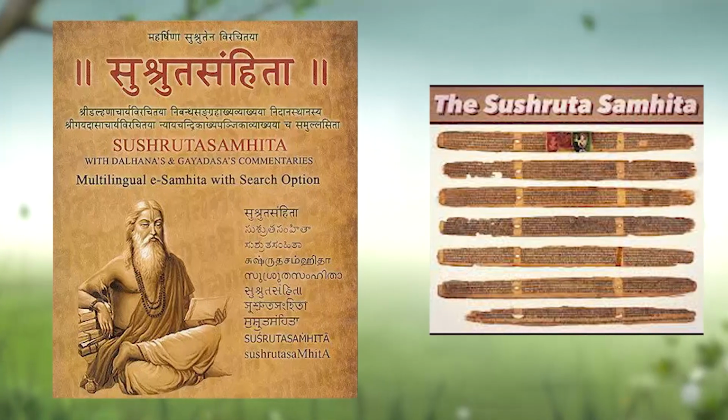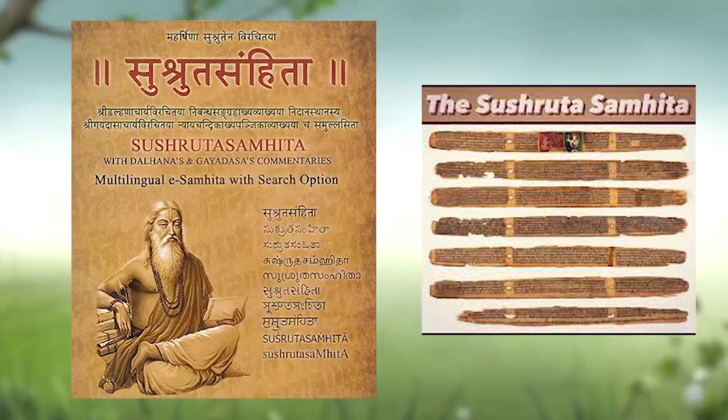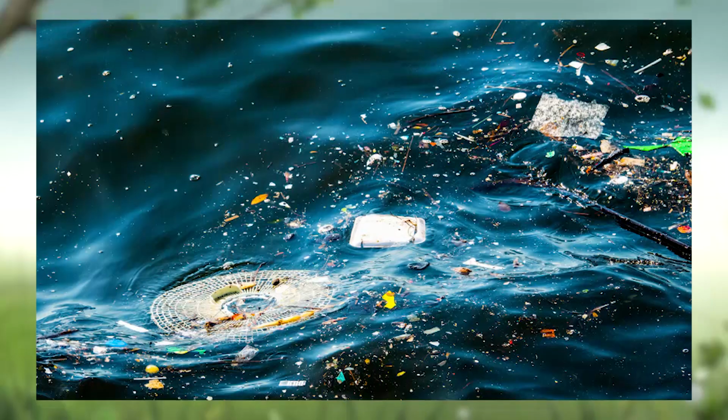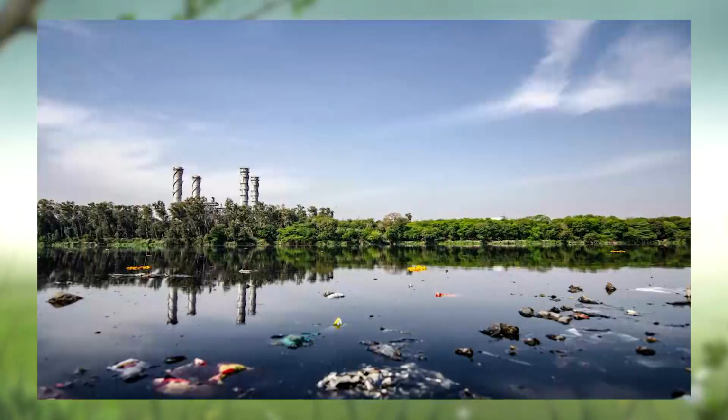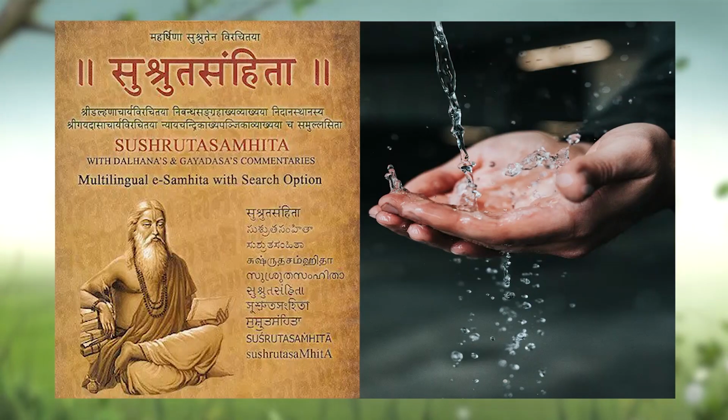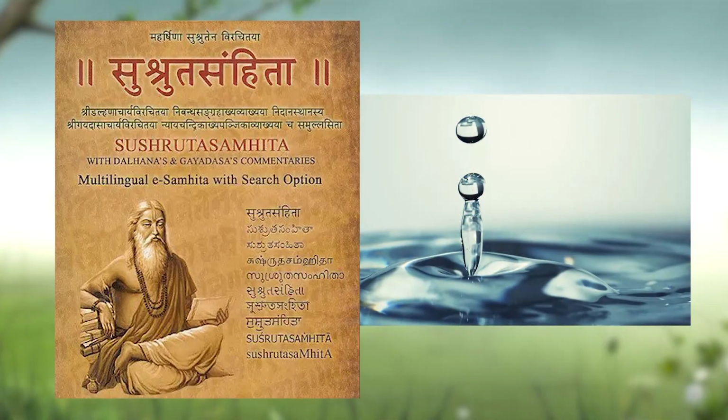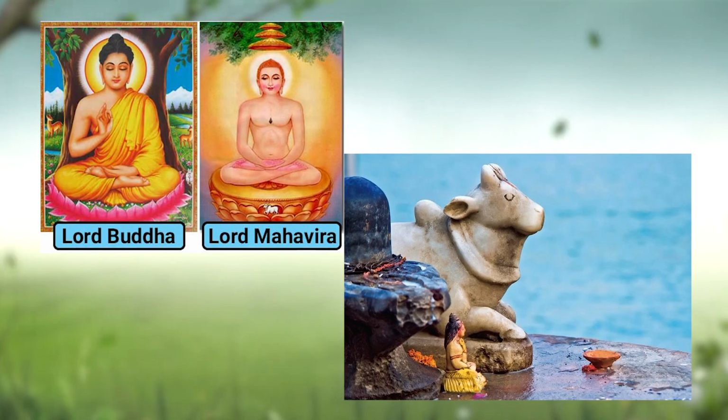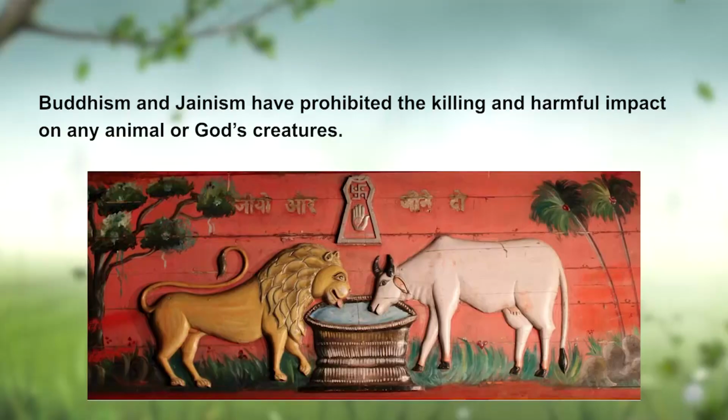Coming to the post-Vedic days, we have Sushruta's Charak Samhita, where he particularly focused on the importance of water protection: that water should be maintained, it should not be polluted, and it is the essence of life. That's why the concepts of epidemics and waterborne diseases are also found in this ancient Indian text. While Sushruta gave importance to water hygiene, the emerging religious movements and new philosophies like Buddhism and Jainism gave special focus to the protection of animals and living organisms. They prohibited killing and harmful impact on any animals or God's creatures.